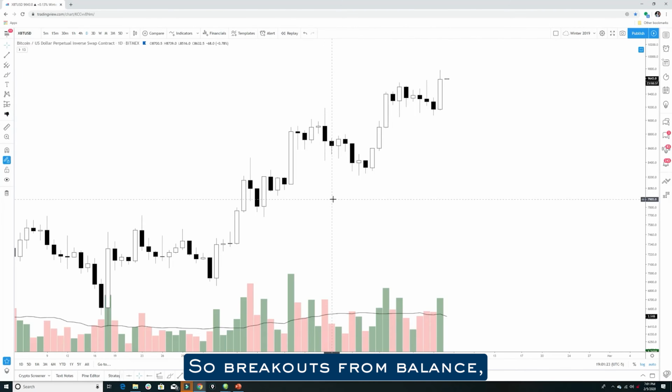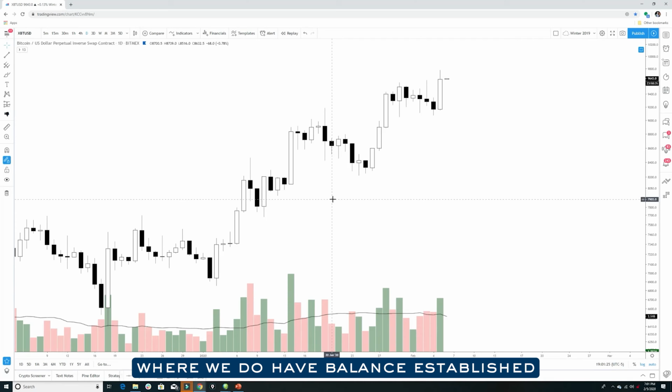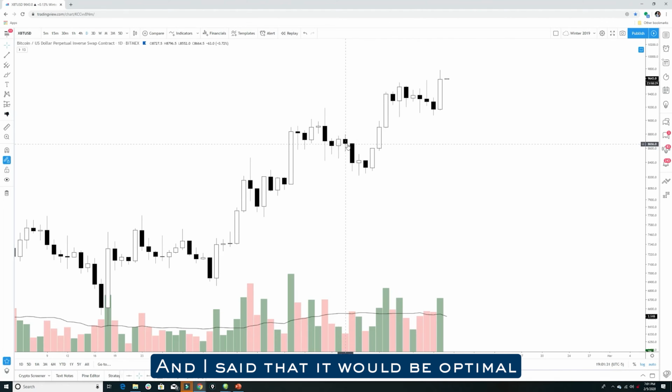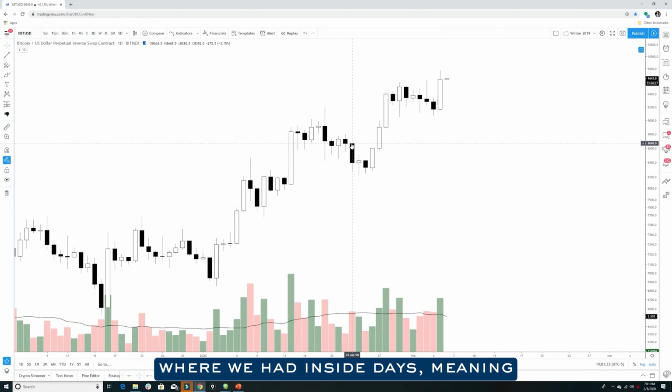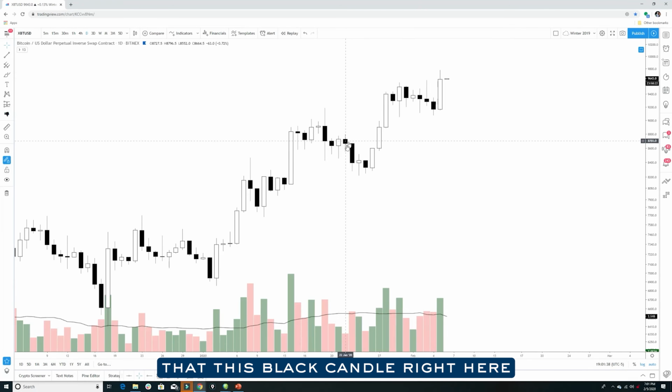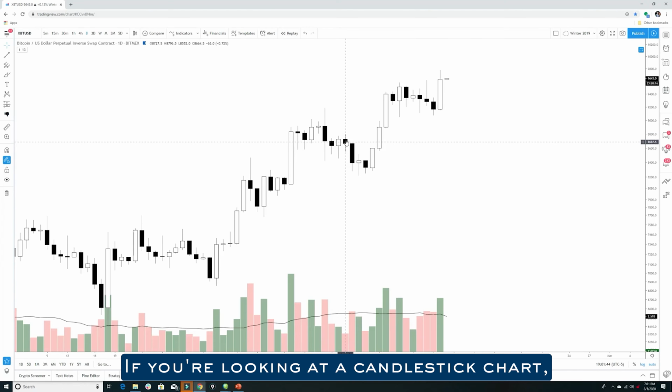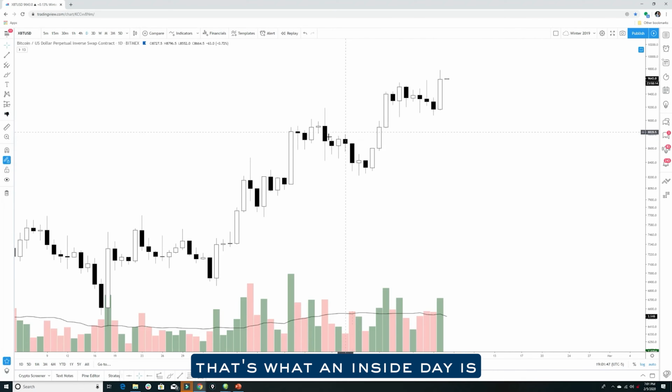All right, so breakouts from balance. It implies that we're looking for periods where we do have balance established. So we're looking at this area right here. I said that it would be optimal if we had periods where we had inside days, meaning if we're looking at this white candle upward, that this black candle right here would have opened within and closed within, and the range would have been engulfed by the previous day's candle. If you're looking at a candlestick chart, that's what an inside day is.